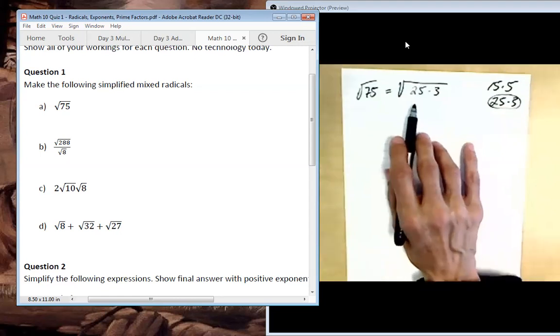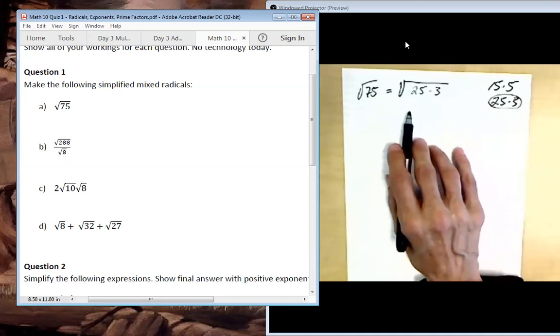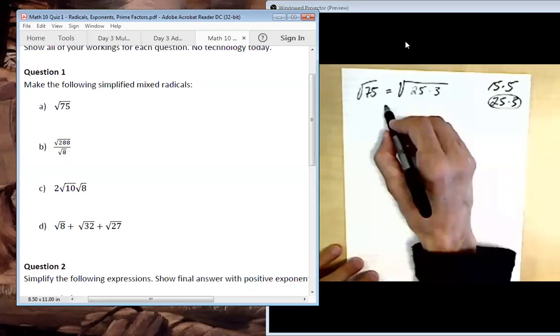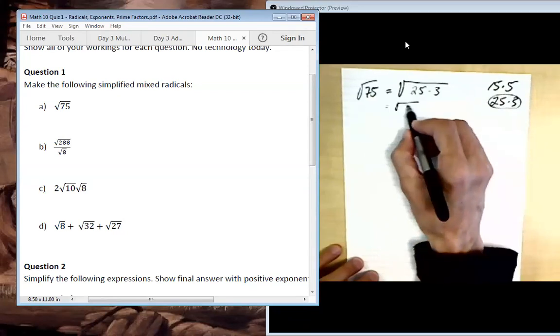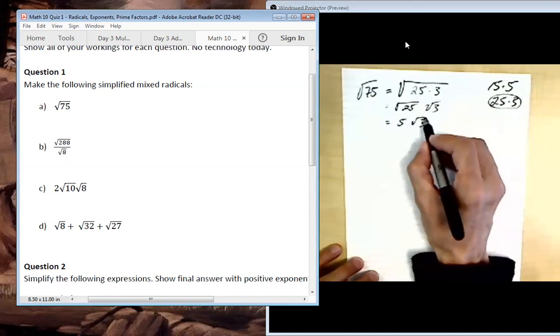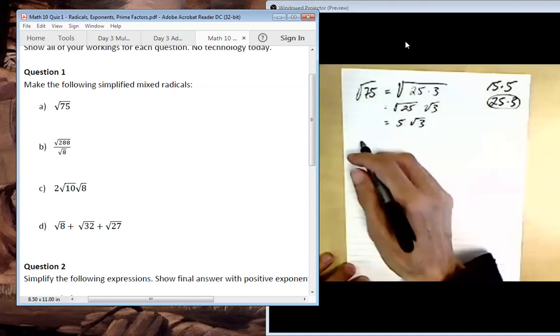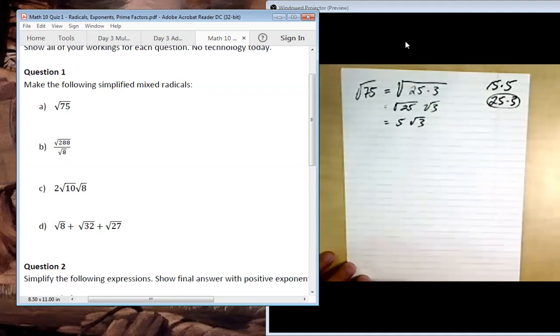What do you then do? Just like we did before, split it up into 2 separate parts. Root 25 and root 3. And so we get 5 root 3 as our final answer there. Right on. The next question, what do we got? 288.